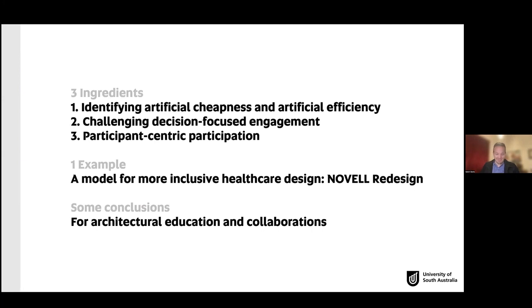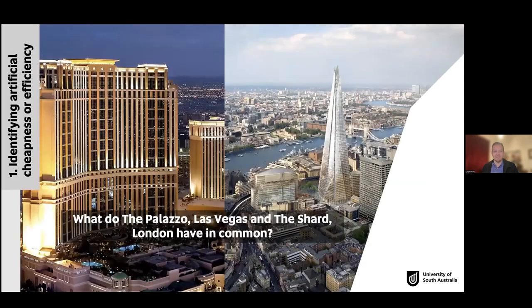In my 8 minutes that I did promise, I may go slightly over 8 minutes, but I'd like to share three ingredients that I am trying to bring into all of my teaching in this space around health equity, before then providing an example of a model I've developed through an international research project that sets up a framework that I think is really useful for trying to educate the next generation of architects as we move forward with the health equity agenda, and then finally having a few conclusions about what this might all mean for architectural education and for collaborations, particularly with the archival sector.